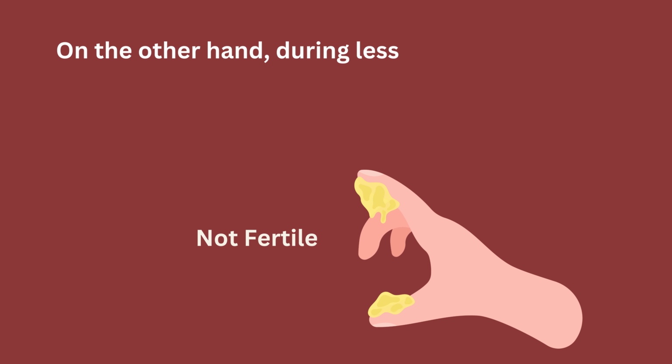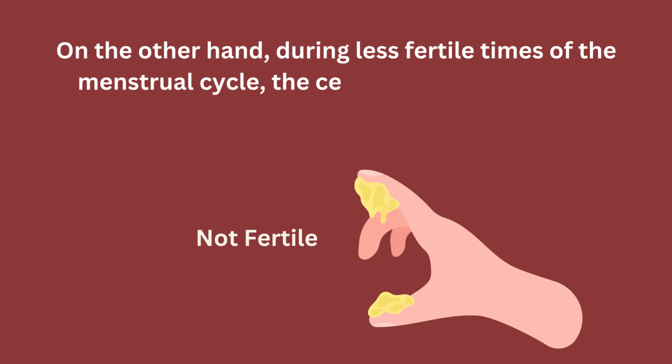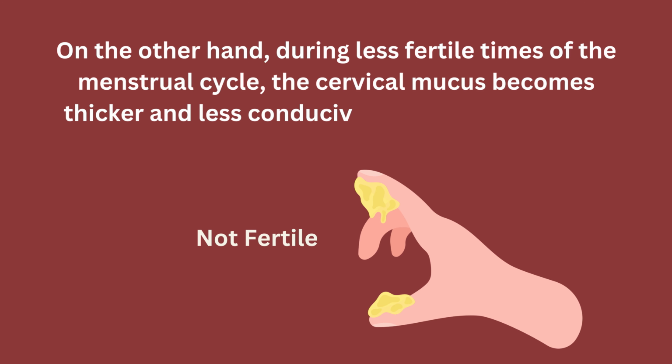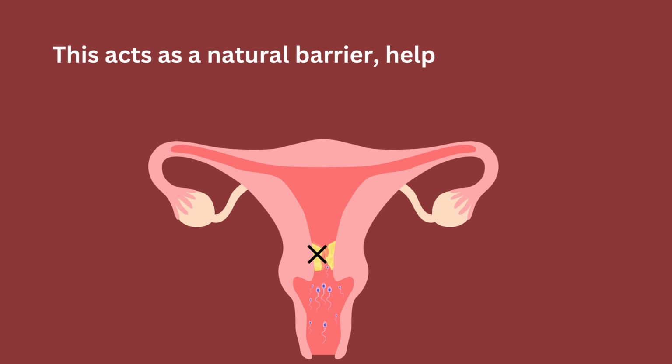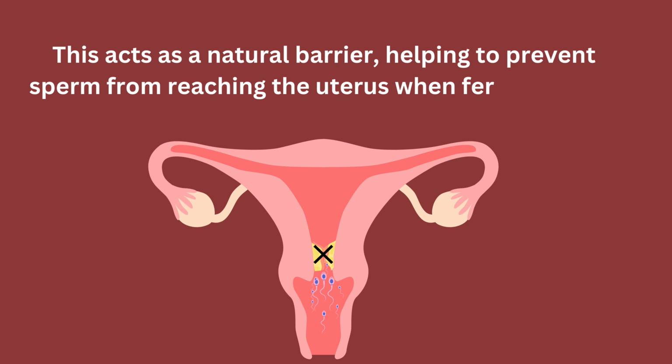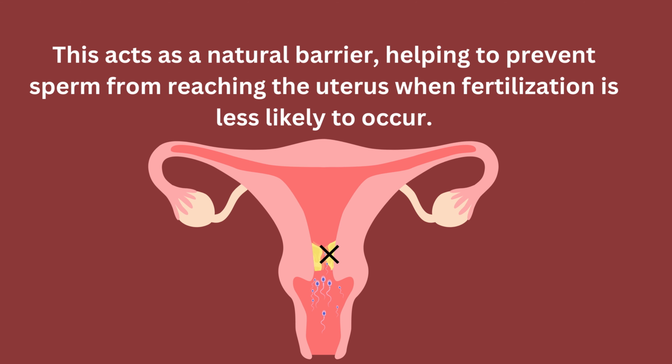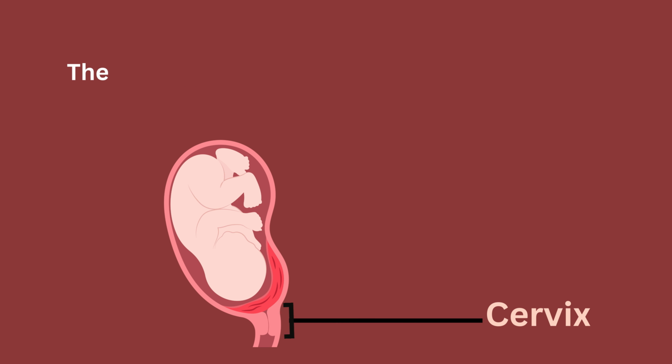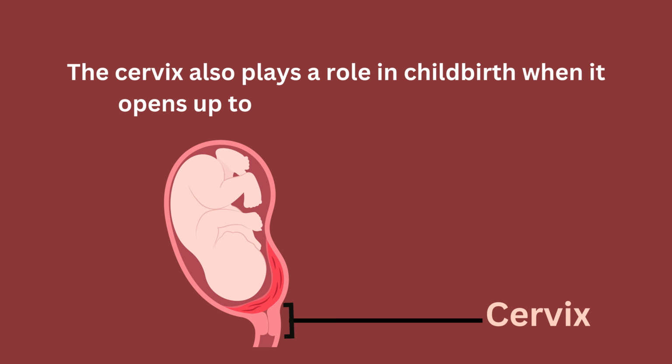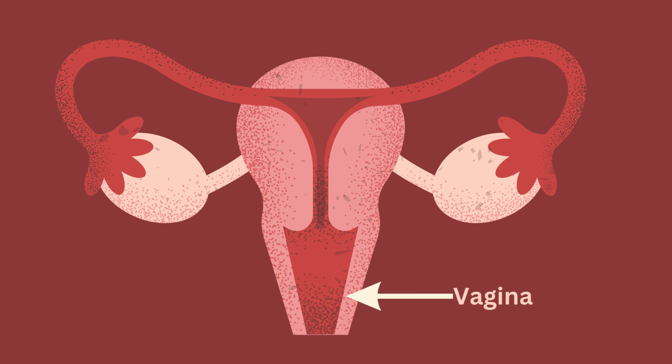On the other hand, during less fertile times of the menstrual cycle, the cervical mucus becomes thicker and less conducive to sperm movement. This acts as a natural barrier, helping to prevent sperm from reaching the uterus when fertilization is less likely to occur. The cervix also plays a role in childbirth when it opens up to let the baby pass through. Next, we have the vagina.